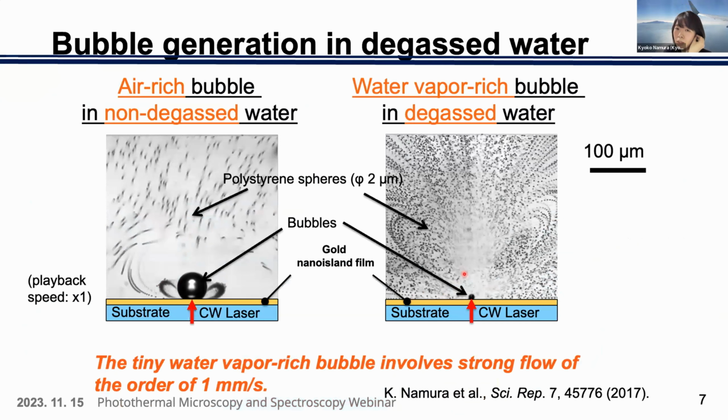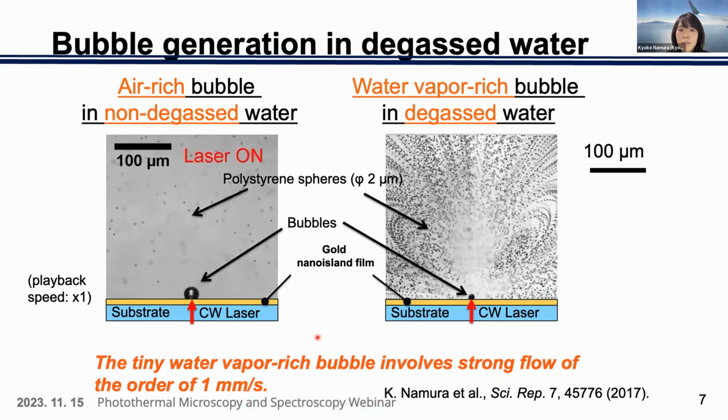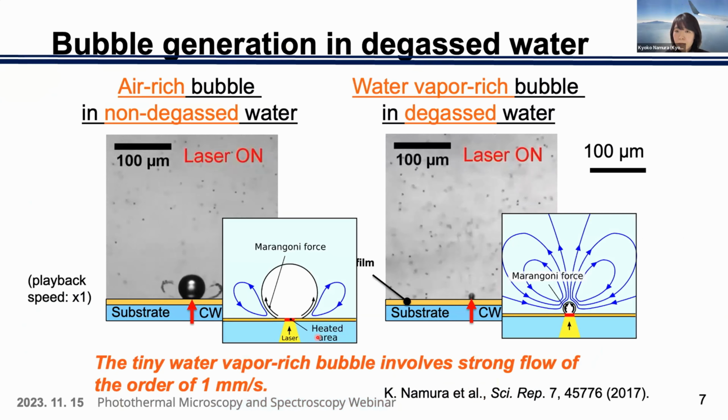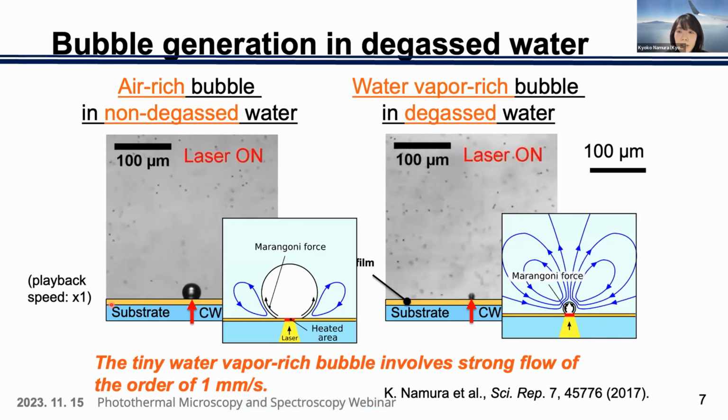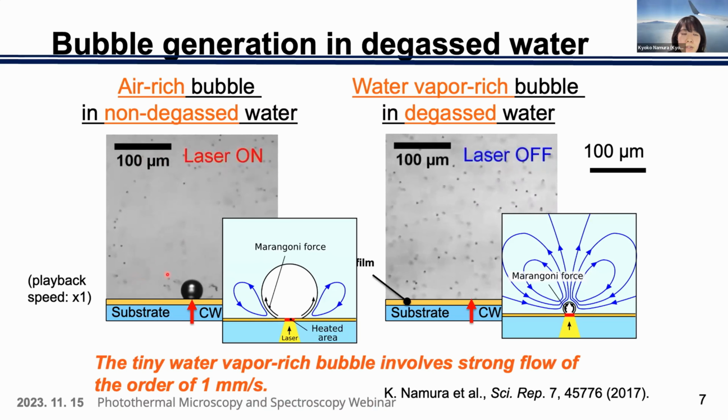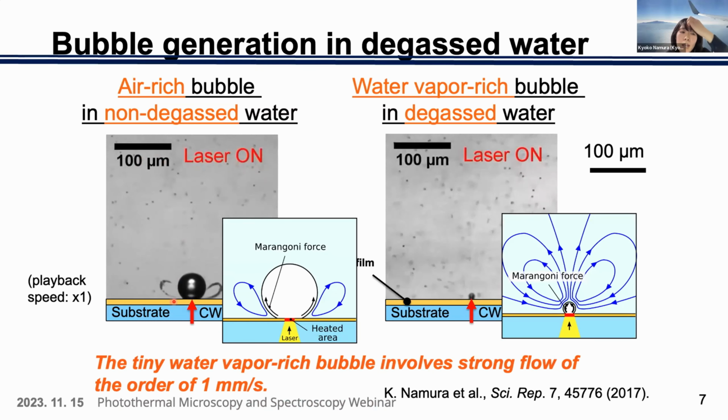Another factor that can significantly change the flow around the bubble is the dissolved gases in water or in the liquid. In these movies, we are looking at the bubble from almost parallel to the substrate surface. These small black dots are polystyrene spheres added to visualize the flow. If you heat up ordinary non-degassed water, then we obtain a bubble mainly made up of air.